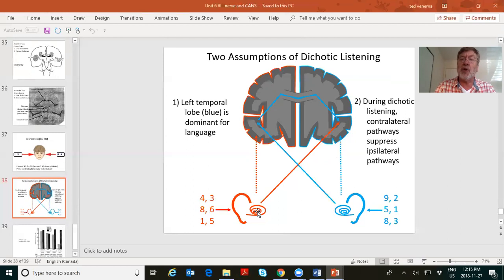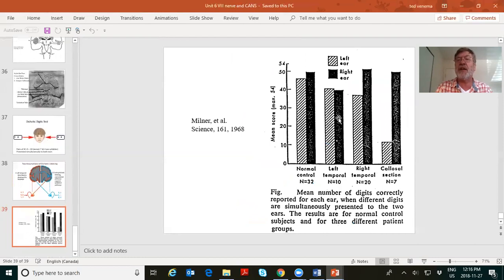So the right ear can go contralaterally straight over to the dominant left hemisphere for speech and language, while the left ear goes to the non-dominant right hemisphere, and it has to cross over the corpus callosum to get to the left. That's why the kid often has better memory of the digits heard in the right ear, a right ear advantage. And they found that because in this picture, it's showing you what happened with people who had seizures.